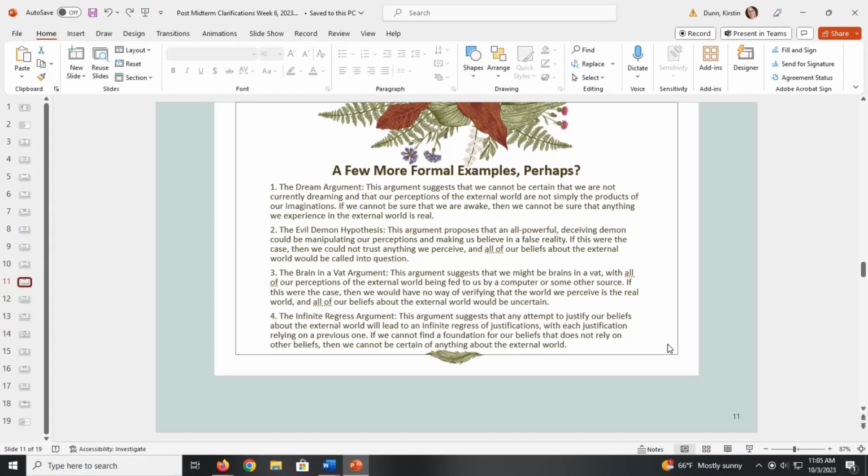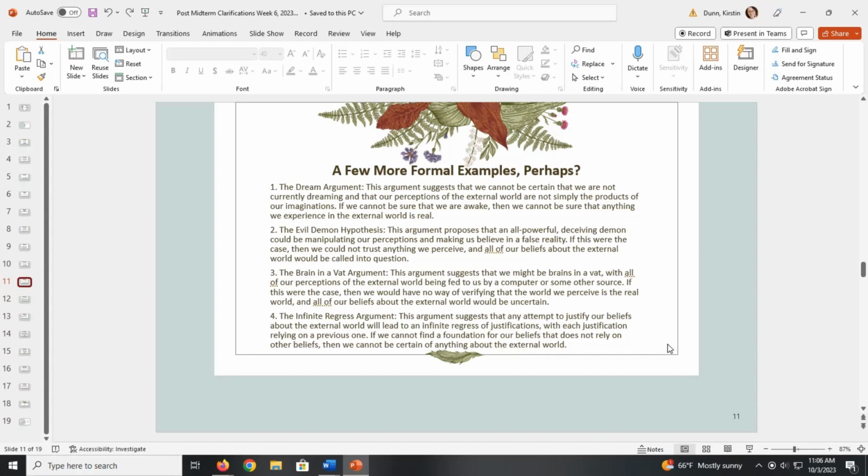The evil demon hypothesis proposes that an all-powerful, deceiving demon could be manipulating our perceptions and making us believe in a false reality. Now, if this were the case, then we could not trust anything we perceive, and all of our beliefs about the external world would be called into question.